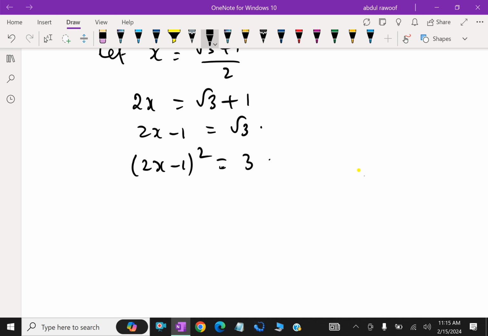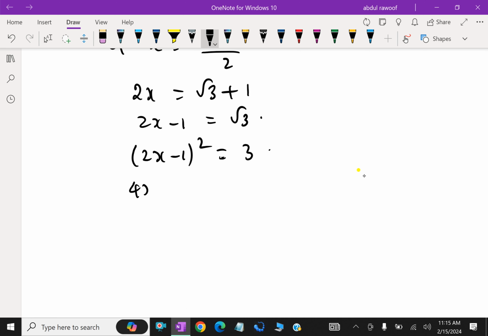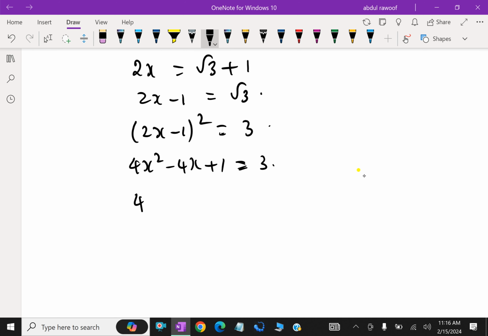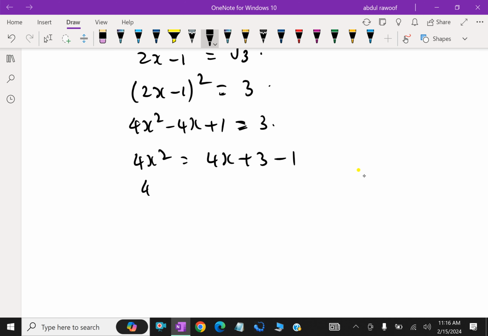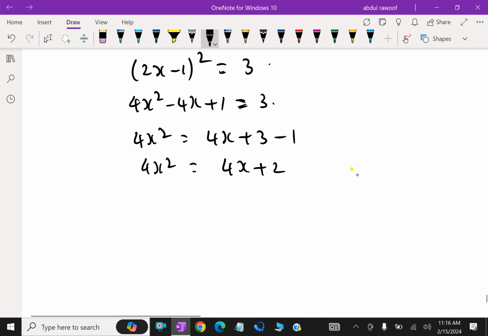Then expanding (2x minus 1) squared, that is 4x squared minus 4x plus 1 equal 3. Then here 4x squared equal 4x plus 3 minus 1, so 4x squared equal 4x plus 2. Then x squared equals (4x plus 2) by 4.